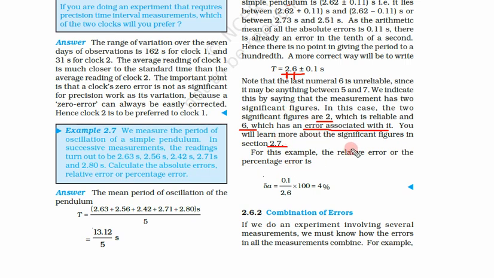Now let us calculate the absolute error. So absolute error is 2.6 plus minus 0.1 second. Now we have to calculate the relative error. So relative error is 0.1 upon 2.6. If we don't multiply with this 100, then it is only relative error. So just multiplying it with 100 is making it percentage error. So 0.1 upon 2.6 into 100, what do we get? 4%. So there is 4% error in our measurement of time period.